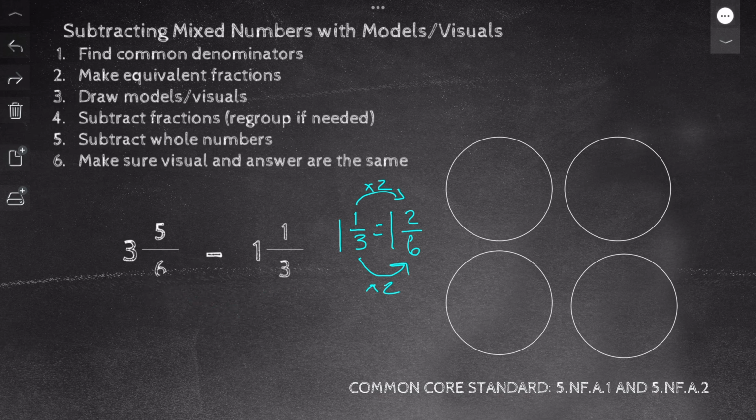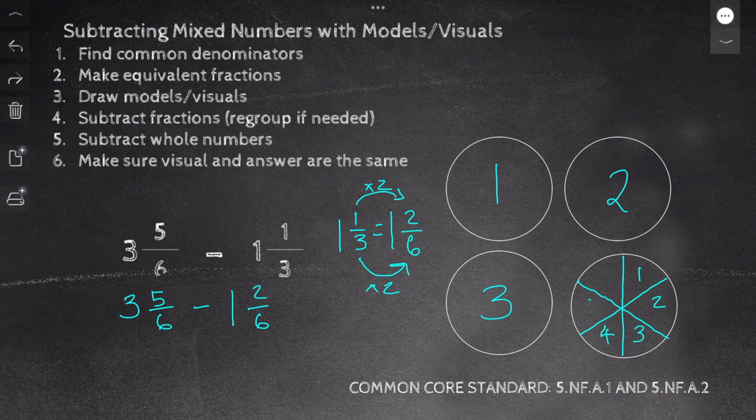Let me clean up some of my workspace. So let me rewrite my problem with common denominators. I have 3 and 5/6 minus 1 and 2/6. Now I'm going to draw my models. Since I have 3 and 5/6, I'm going to draw 4 circles. I don't need to draw more than that because I'm subtracting. I have 1 whole, 2 wholes, 3 wholes. Now for my fourth one, I need to cut into sixths. I have 5 of these pieces: 1, 2, 3, 4, and 5.